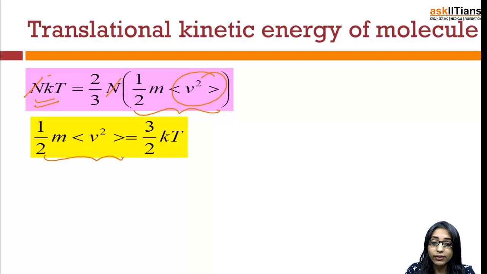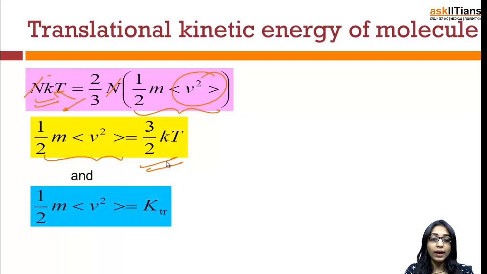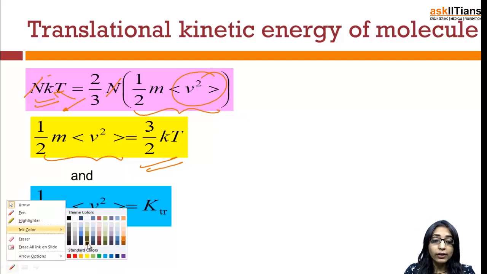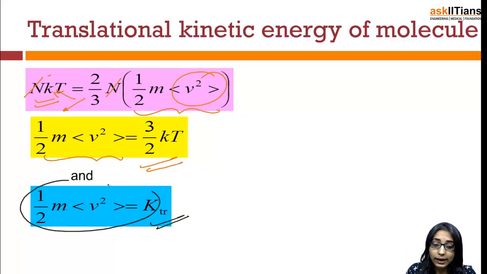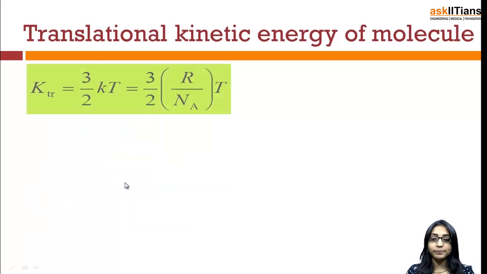So half mv square is nothing but, taking 3 by 2 over there, equal to 3 by 2 kBT. You can also correlate this to the fact that half mv square is nothing but K translation. So the translational kinetic energy of the gaseous molecule is given by this particular formula.